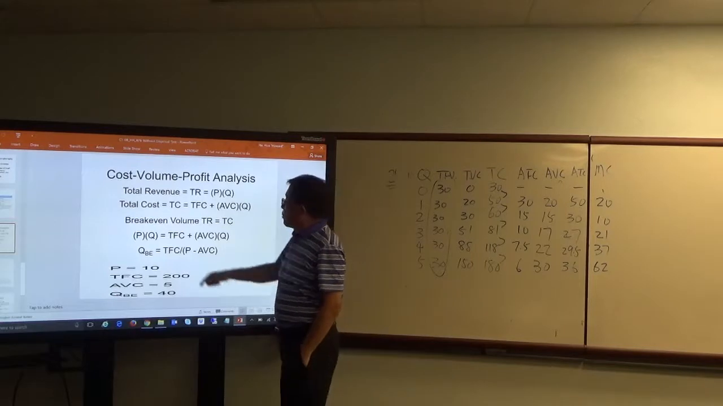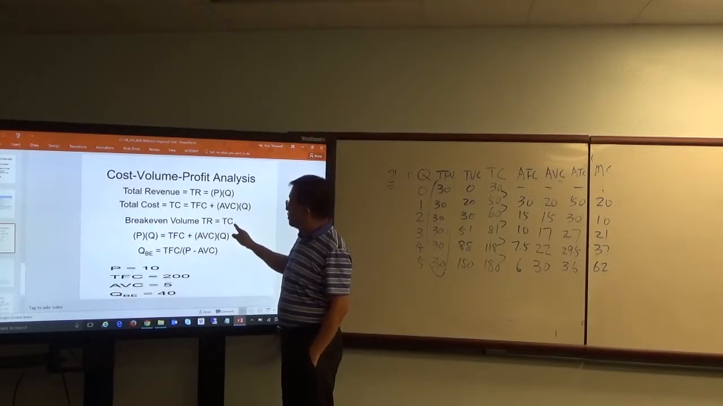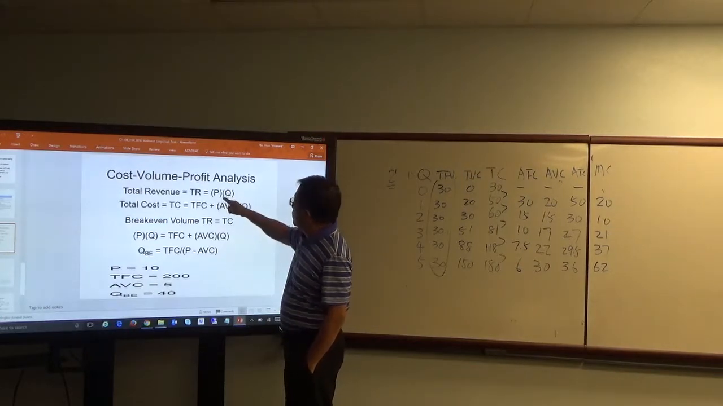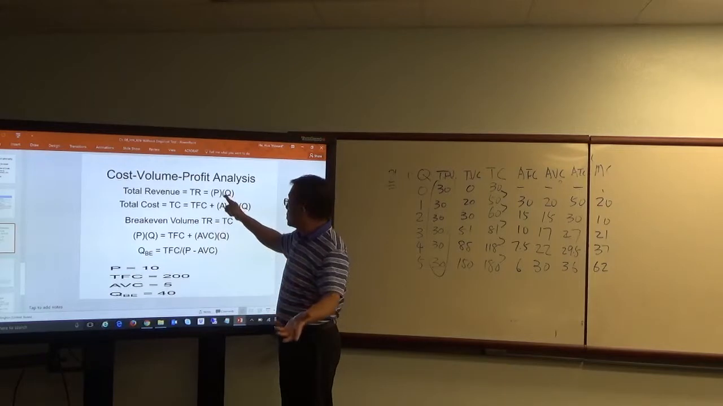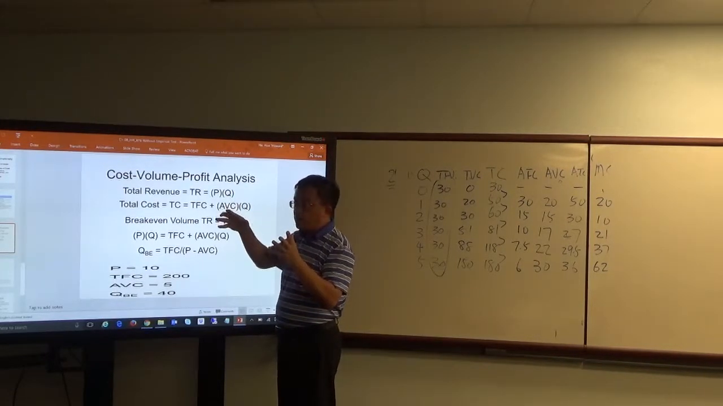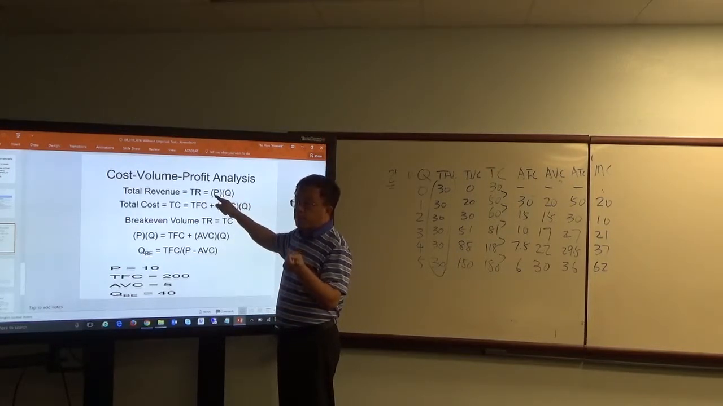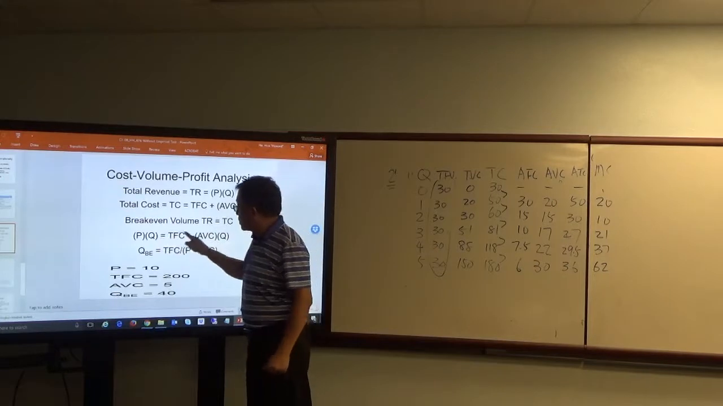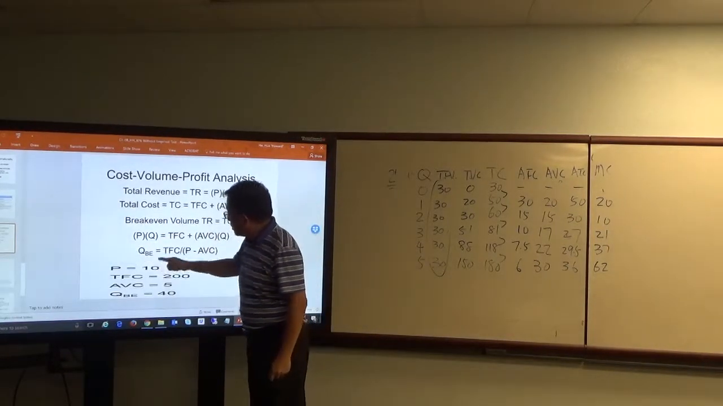Okay. So what is break even? Total revenue covers what? The total cost. And the total revenue is price times the quantity. If you sell ice cream cones, at the end of the day, how do you calculate the total revenue? The number of units sold times the price per unit. So P times Q.